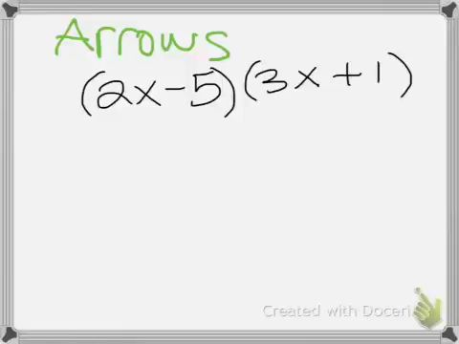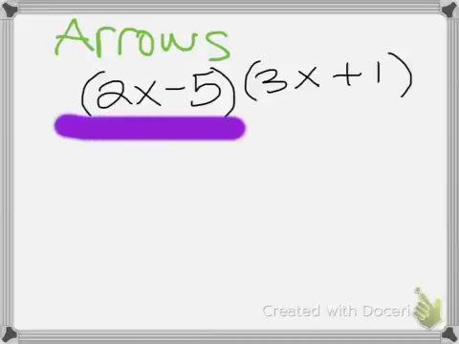Hey, so I'm going to show you how to do FOIL in two different ways. The first way is just drawing an arrow. So we're going to start with this first group right here. We're going to start with the first term, which is 2x, and we're going to multiply it times each term in the second group of parentheses.